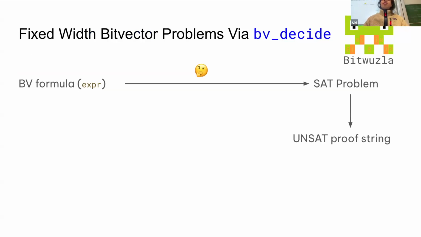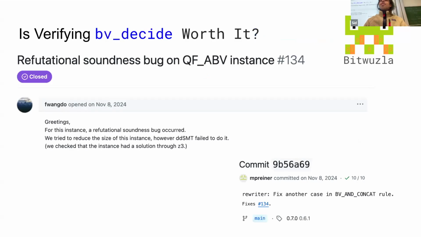But you can ask, why should we even bother using BV decide if Bitwuzla already exists and you're just taking their algorithms and doing a poorer job? And roughly speaking, it's because they also have bugs. This was a recent bug where there was some bug in the Bitwuzla rewriter that takes the Bitvector formula and produces a SAT problem. So that's why maybe it's a good idea to actually verify all of these translations.